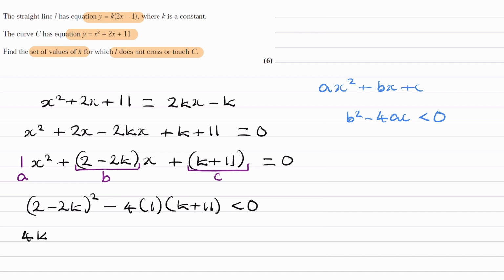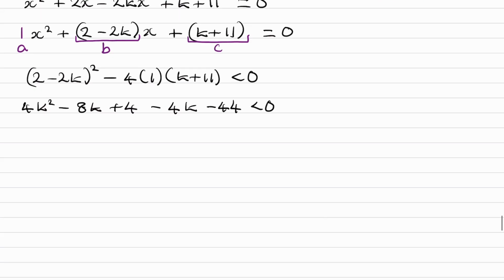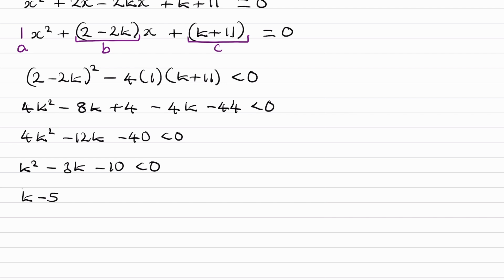Multiply this out, we get 4k squared minus 8k plus 4 minus 4k minus 44 should be less than 0. Simplify this: 4k squared minus 12k minus 40 is less than 0. Divide through by 4. Factorize this. So we're looking for two things that multiply to give minus 10, add to give minus 3. Those two numbers are minus 5 and plus 2.